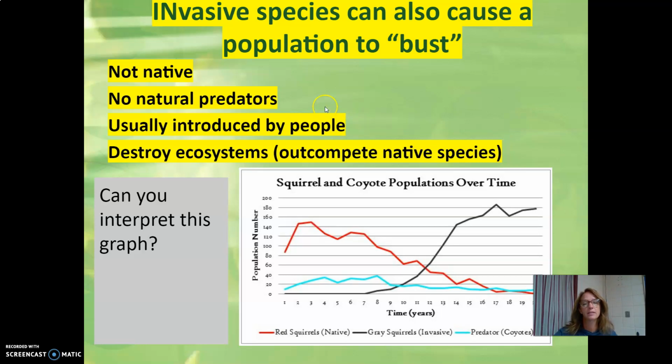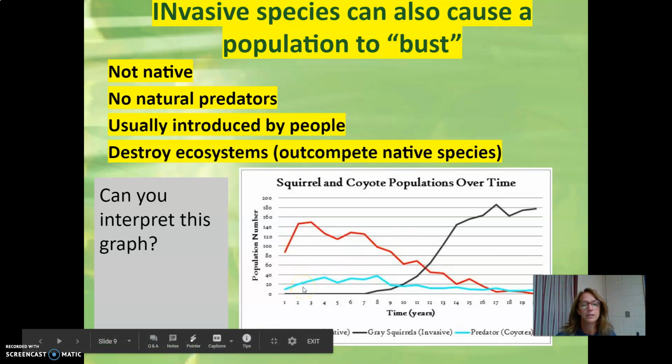And once that zebra mussel gets into a new environment, it doesn't have a predator. So it can just eat and eat and eat. And because nothing is there eating that zebra mussel, it will thrive. So you should be able to interpret a graph like this. You might want to pause and draw this. This is showing, the red and blue line is a predator-prey relationship.